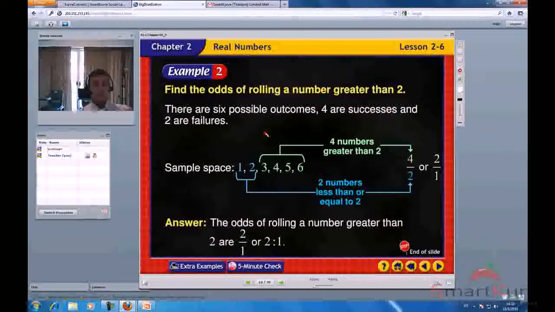Find the odds of rolling a number greater than 2. Well, there are 6 possible outcomes, 4 are successes and 2 are failures. There are 4 numbers greater than 2, 2 numbers less than 2. So 4/2, or 2/1. The odds of rolling a number greater than 2 are 2/1, or 2:1.